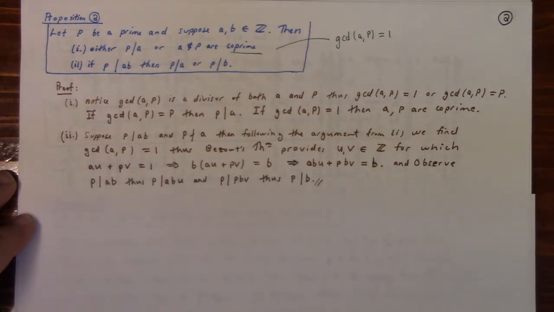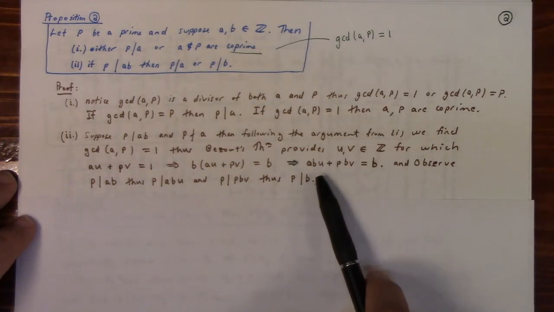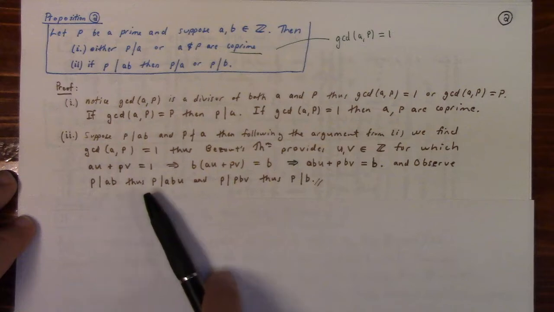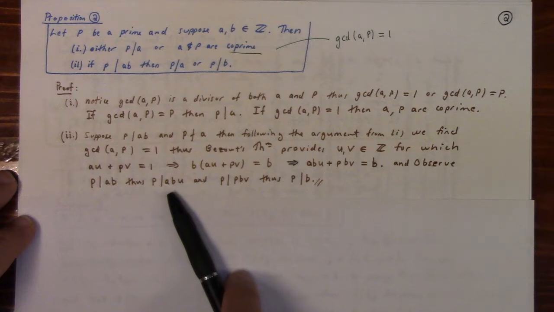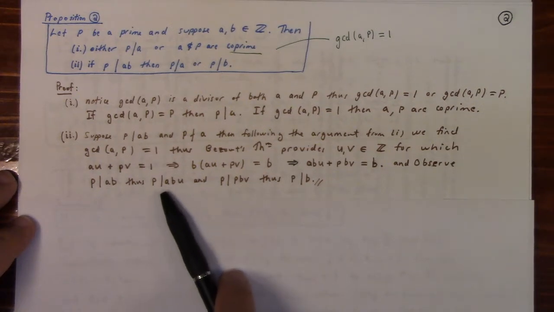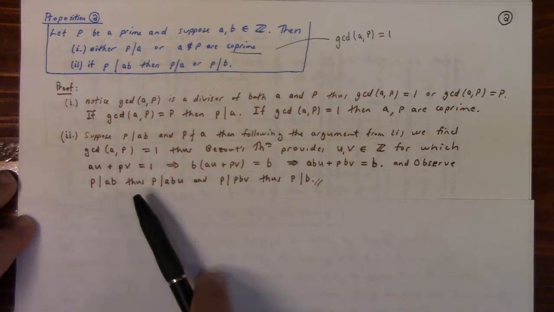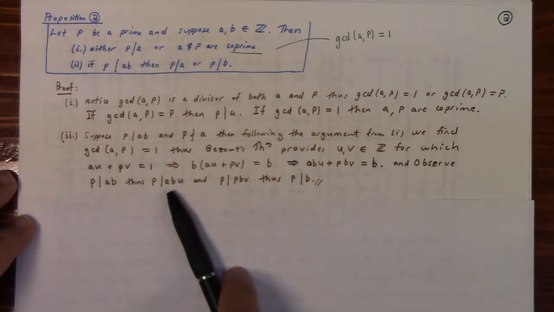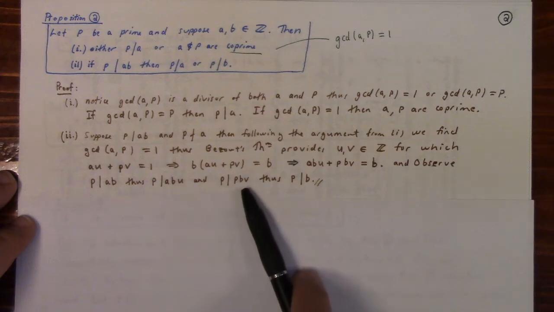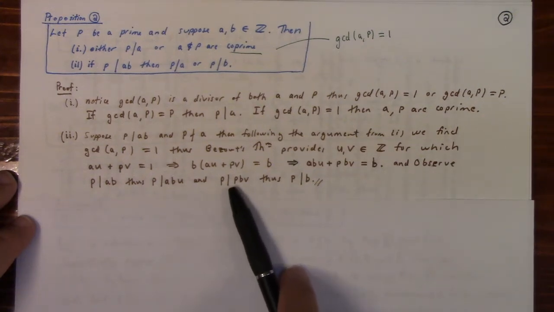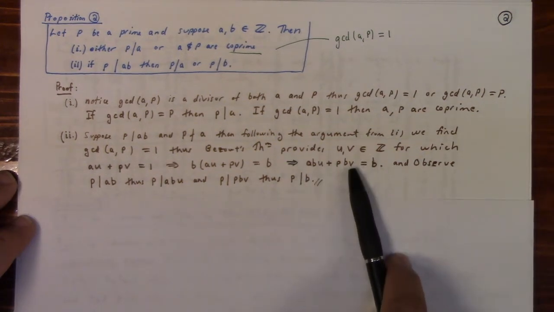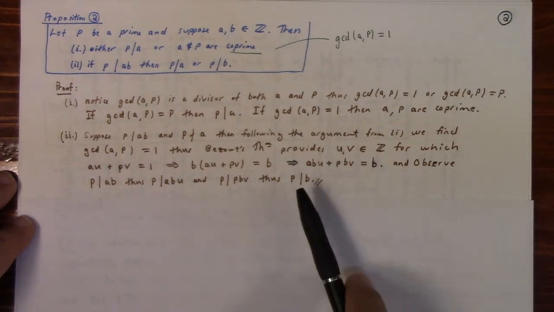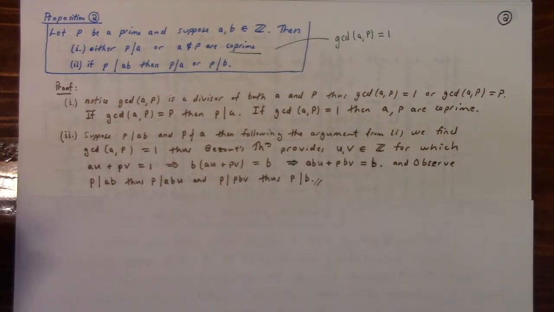But that gives me that P divides what? Well, let's look at it. P divides AB by assumption, and so P divides ABU. Okay, true. And P divides PBV, that's just obviously, right? If P is a factor, then P divides it. So what do you have? P divides this, P divides that, so P divides B. But that's what we're trying to show. So there you go. That is the proof of proposition 2, part 2.